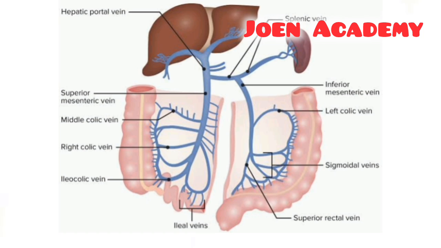The SMV ascends within the mesentery, posterior to the neck of the pancreas, where it unites with the splenic vein to form the hepatic portal vein. This portal vein then enters the liver.